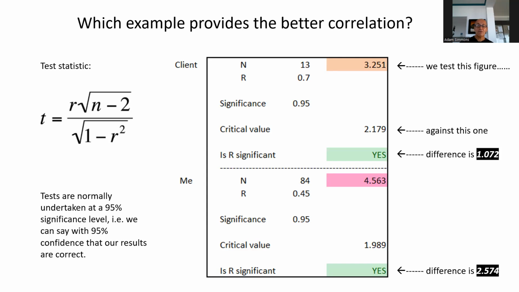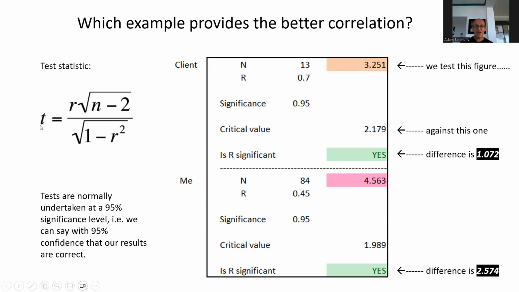And he was quite happy with this. And he did not like my correlation of 0.45. He said, oh, yeah, your correlation's much lower than ours, therefore our results are better. And I said, well, hold on. I've actually got 84 observations in my data set. You've only got 13. So how do we actually compare these two sets of data?